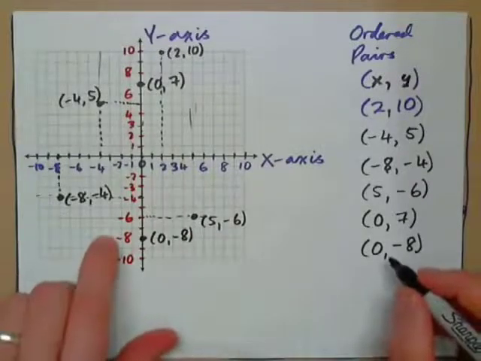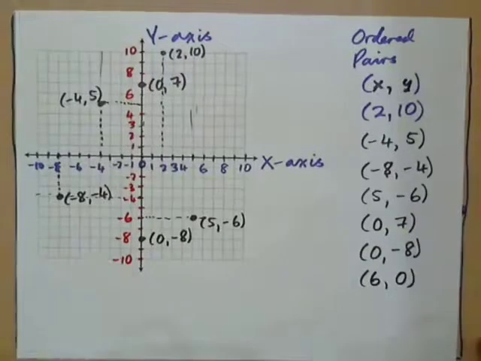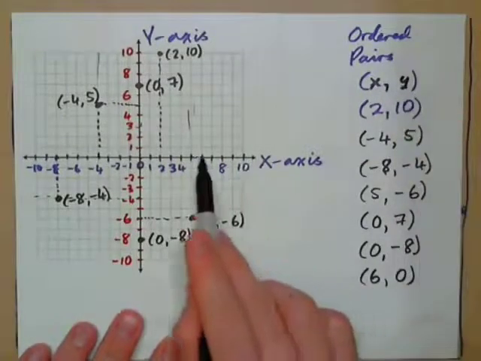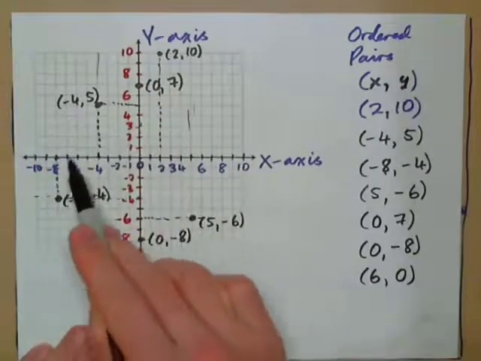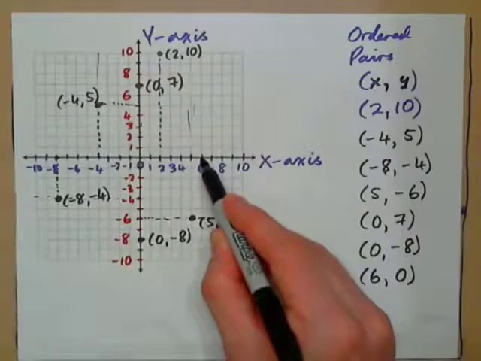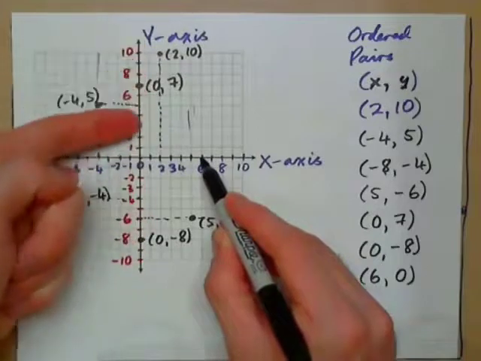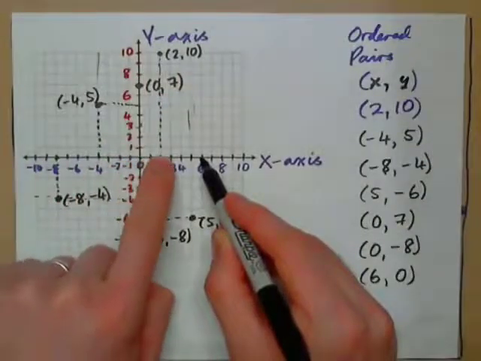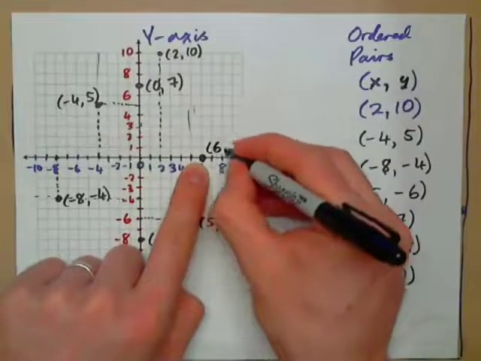Find 6, 0. X is 6, y is 0. So you've got to find where x is 6. That's the first step. Find where x is 6. Is x 6 over here? Or is it over here? Where is x, the number 6? Is it right here? Now, where is y 0? If you look at the y-axis, go up and down here, where is y 0? It is right here, isn't it? Now if you go across, they intersect exactly here on the x-axis itself. This is 6, 0, right?